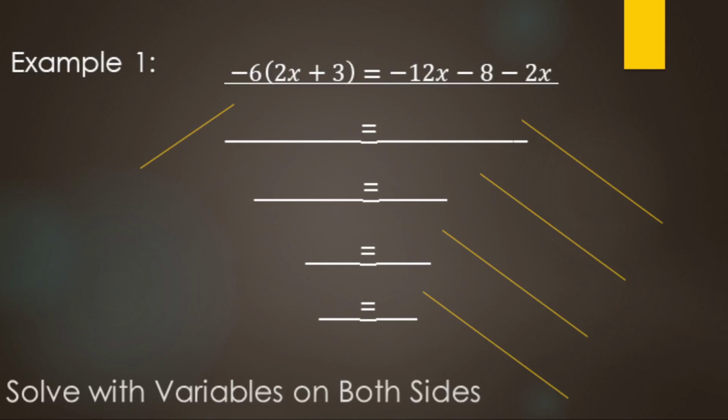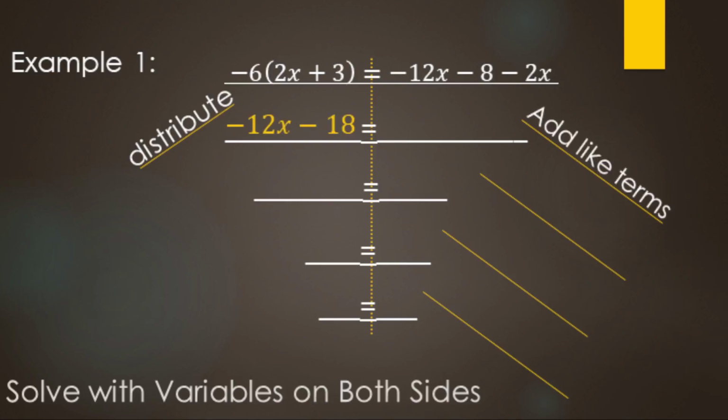Here we go. We're going to start out with distributing. We have an equation. We need to clean up both sides, so we're going to distribute on the left here. So negative 6 times positive 2 is a negative 12. Negative 6 times positive 3 is a negative 18. And then on the right-hand side, starting with the variables, we're going to add like terms. We have a negative 12x and a negative 2x for a grand total of negative 14x's and minus the 8 there.